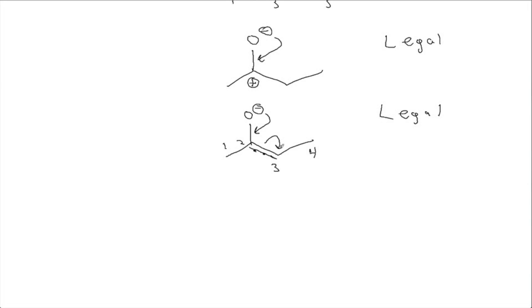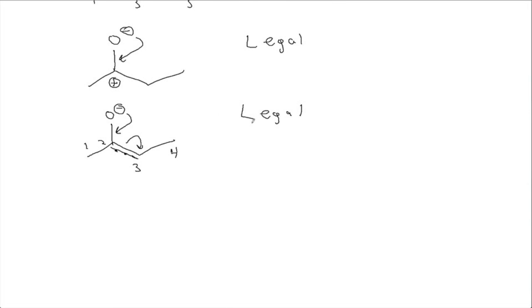So another way of putting it is you never break the octet rule by gaining a lone pair. We were just trying to explain why that was, but we found it was a little bit hard to put into words. So maybe it's better just to memorize it. You can never break the octet rule by gaining a lone pair. You can only break the octet rule by gaining a bond. So anyway, what you said before was correct. This is legal. Okay.